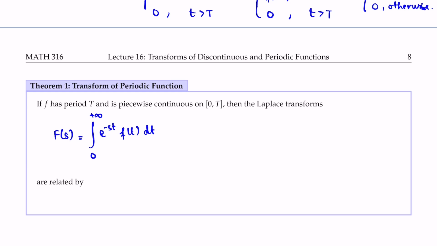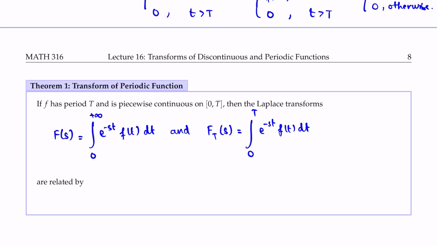Now, the Laplace transform of the window version of the periodic function has the form capital F sub T of s equal to the definite integral from 0 to T. So this is no longer the improper integral. We just look at a part of the periodic function. So therefore, the improper integral becomes the definite integral from 0 to T in this case. So the integral is of the function e to the negative st times f of t dt.